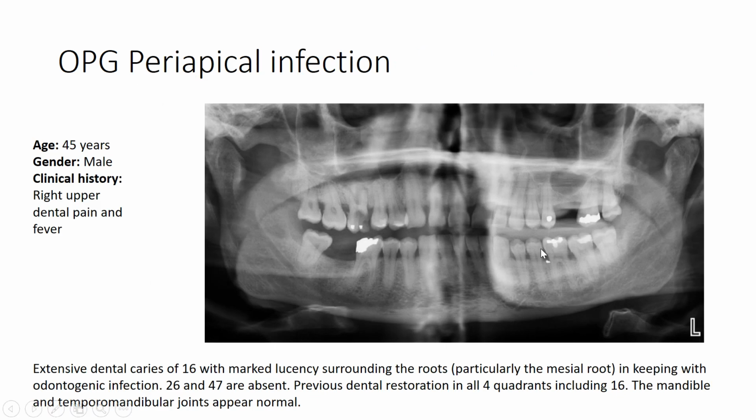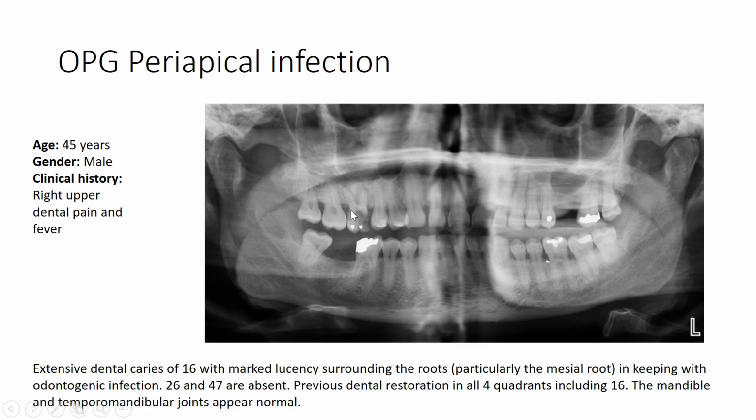And in this one, now, why did I show the previous one? Because we could see normal OPGs, and in this one we can see that the person required this X-ray. The clinical history reported that the patient referred right upper dental pain and also fever, and the report from the radiologist says extensive dental caries of 1/6, and we can see here 1/6 with this radiolucency. So this is the caries that this patient has, with a marked lucency surrounding the roots.